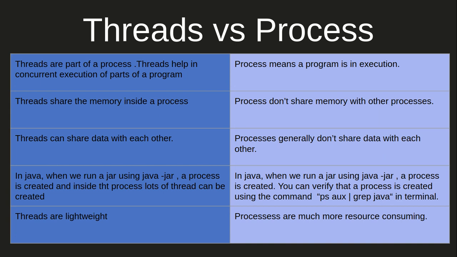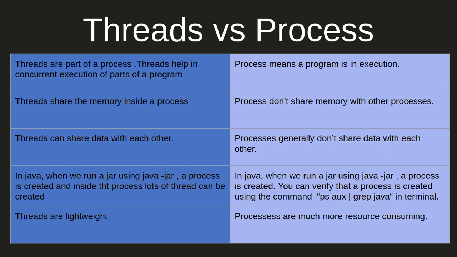PS stands for process, and AUX shows which user created the process and at what time. Then you can give a pipe and then grep Java, so it will list all the processes which are running in which their process names have Java inside it. So you can check that if you run a program with java -jar, you can see that one process is created.